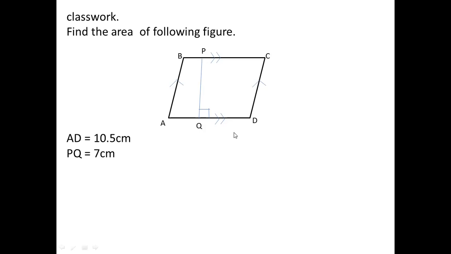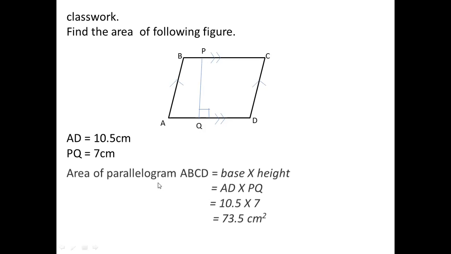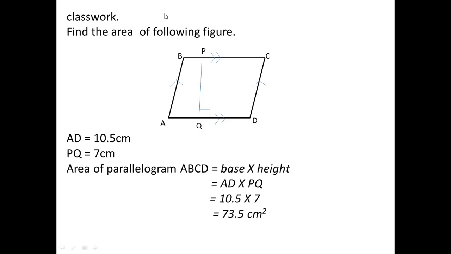Here base is AD, height is PQ. Then use the formula of the parallelogram. That is area of parallelogram equals base into height, and multiply this base and height, and you'll get 73.5 centimeters square. This is the method to find the area of the parallelogram. Okay, children?